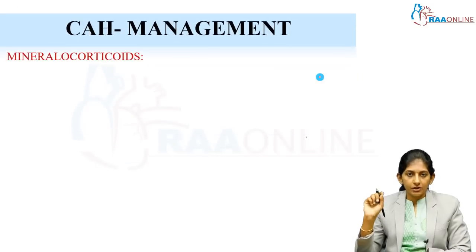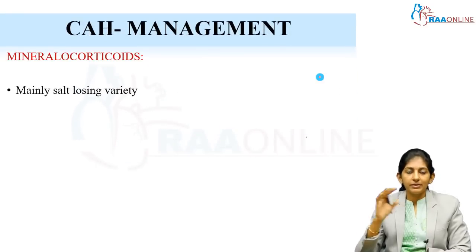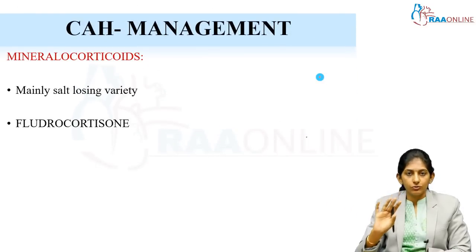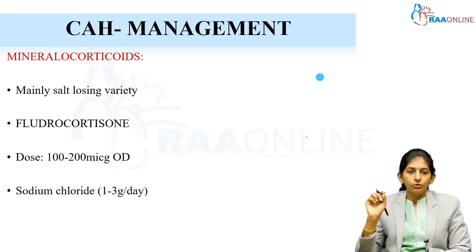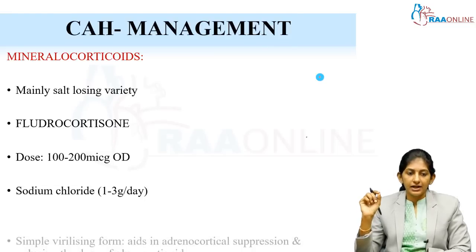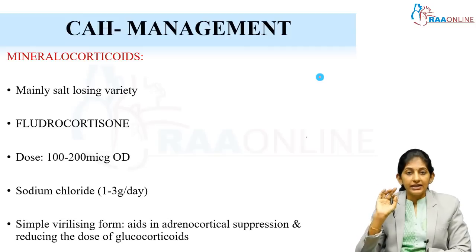The other one will be mineralocorticoid, that is fludrocortisone. If it is the salt losing variety, we give fludrocortisone and replacement with sodium chloride. Fludrocortisone dose would be 100 microgram per day, increased up to 200 microgram per day. Even in a simple virilizing form, that will decrease the formation of sex hormones, so we have to give both.